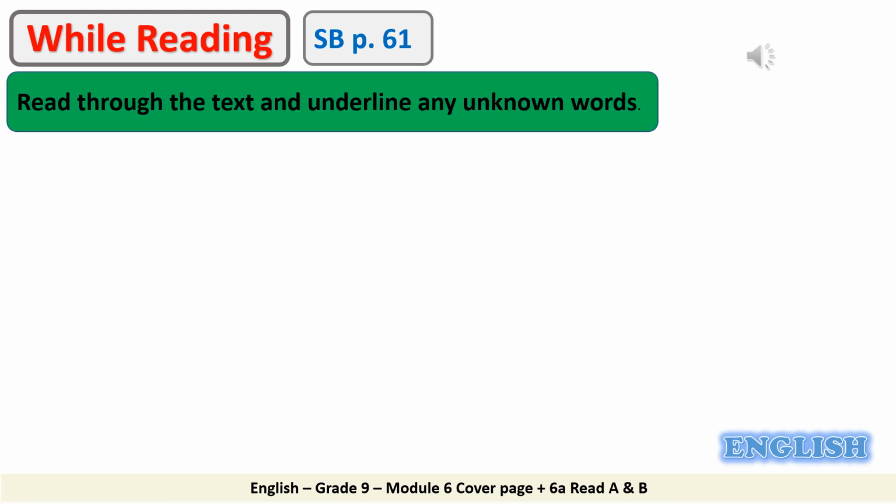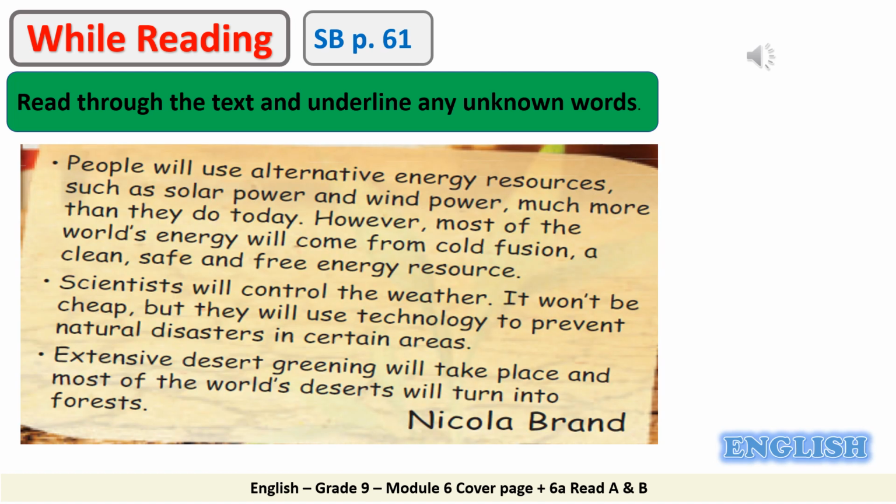Read through the text and underline any unknown words. People will use alternative energy resources, such as solar power and wind power, much more than they do today. However, most of the world's energy will come from cold fusion, a clean, safe, and free energy resource. Scientists will control the weather. It won't be cheap, but they will use technology to prevent natural disasters in certain areas. Extensive desert greening will take place, and most of the world's deserts will turn into forests. Nicola Brand.